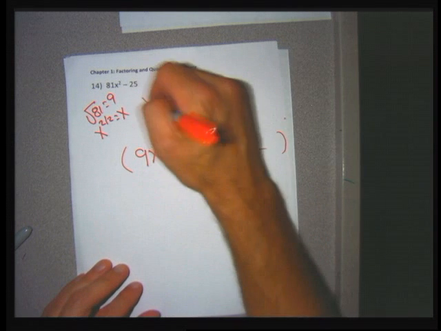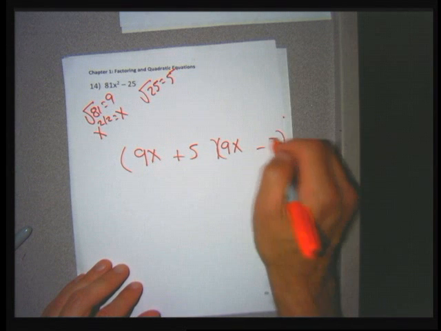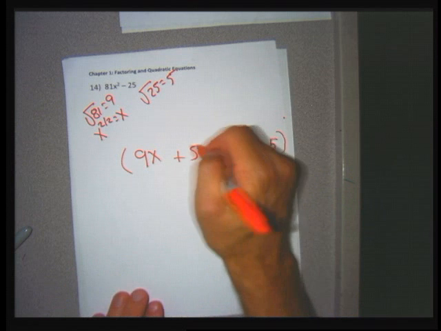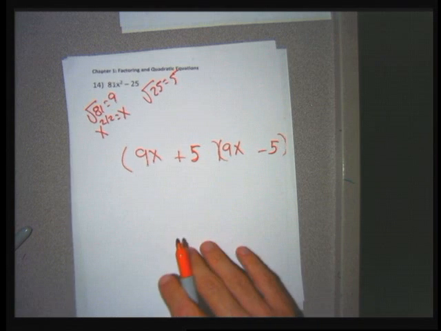And then for the last, I'm going to square root the 25, which is 5. That's going to give me a 5 in the last position of each parentheses. So 9x plus 5 and 9x minus 5 is a perfect answer for problem 14.